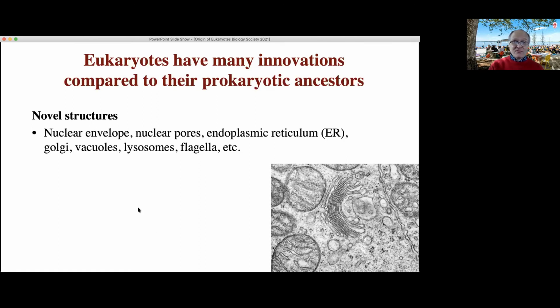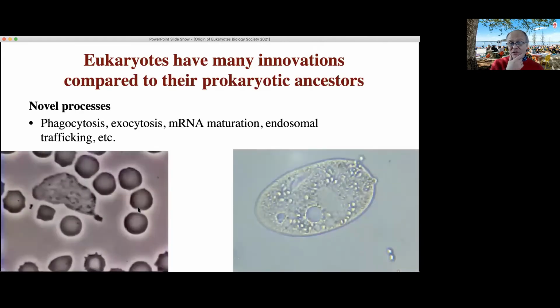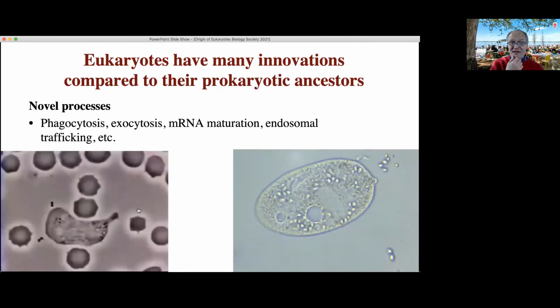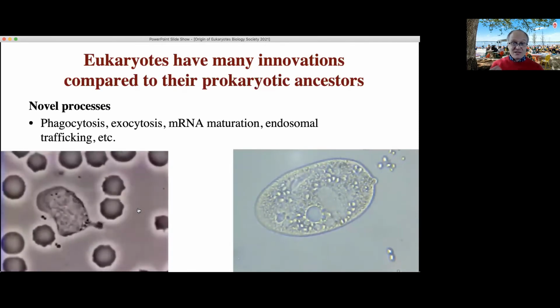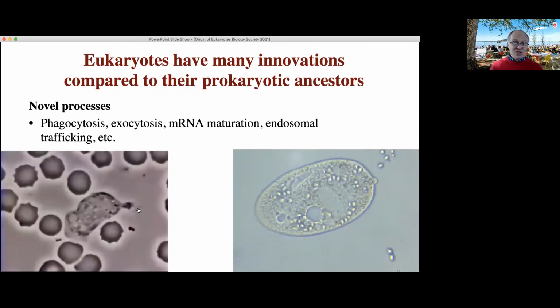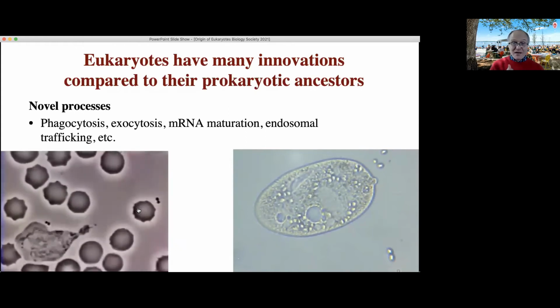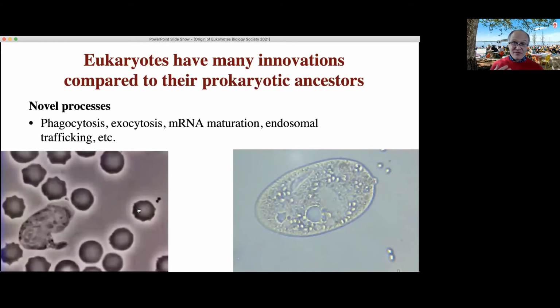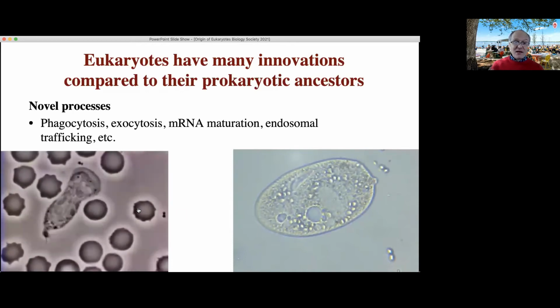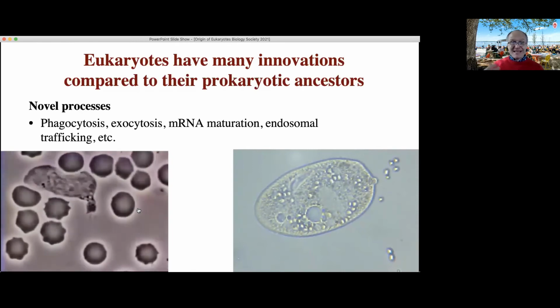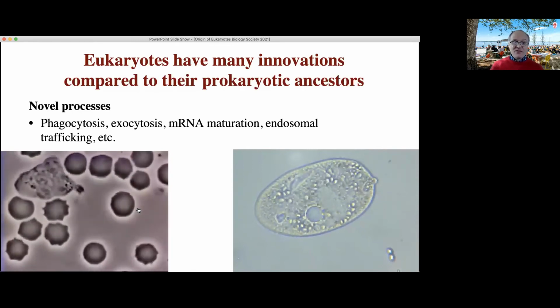So they're bigger, they have novel structures. They also have novel processes. So they are, thanks to having a dynamic cytoskeleton and a lot of protein machines that can manipulate and move membranes around, such that they can adjust their shape very dynamically. Eukaryotes are very active cells. So they do lots of things.